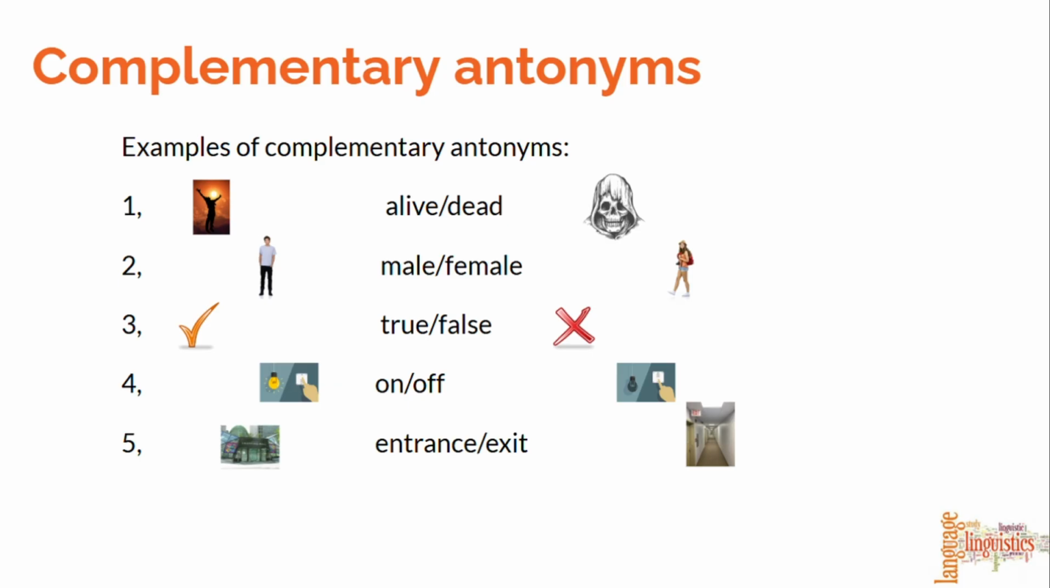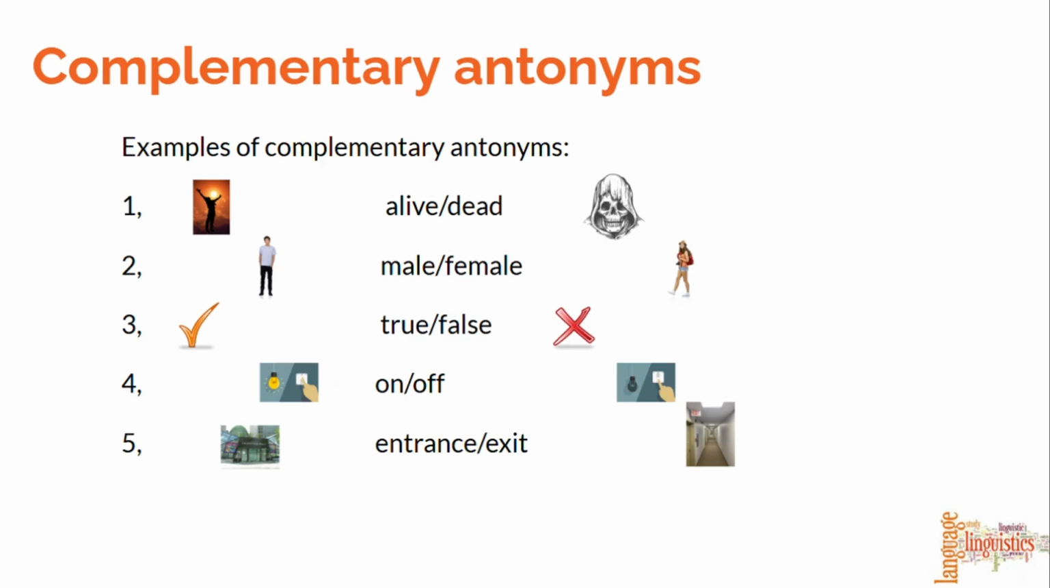Let's look at the third pair, true and false. If we negate the first word, it is not true. That means it's false. If we negate the second word, it is not false. That means it's true. So this pair forms an either-or relationship. So it is complementary antonyms.